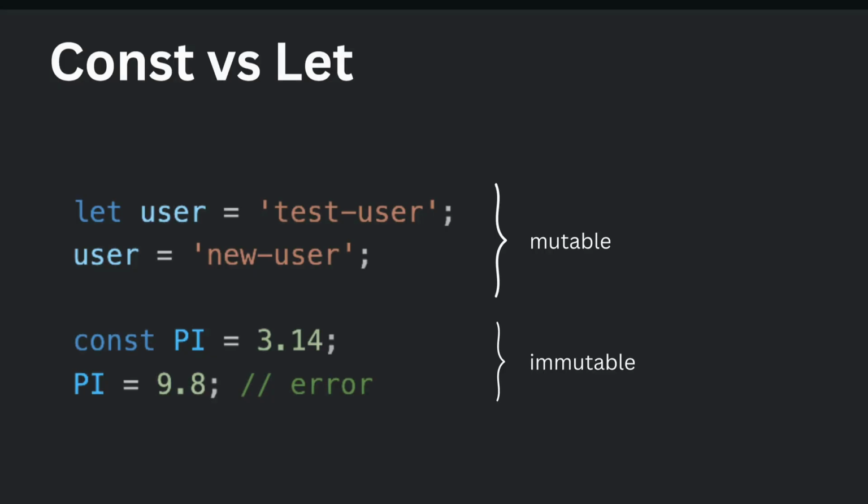Let us see what is the difference between a const and a let declaration. In this example, we are declaring a user using let. Let user equal to test user, and in the next line we are mutating it to a new value, which is new user. In JavaScript this is possible, so let is mutable. But in the second case we are trying to mutate the value of a constant that is declared using the keyword const. It throws an error. So here we can see that let is mutable but const is immutable. This is the major difference.